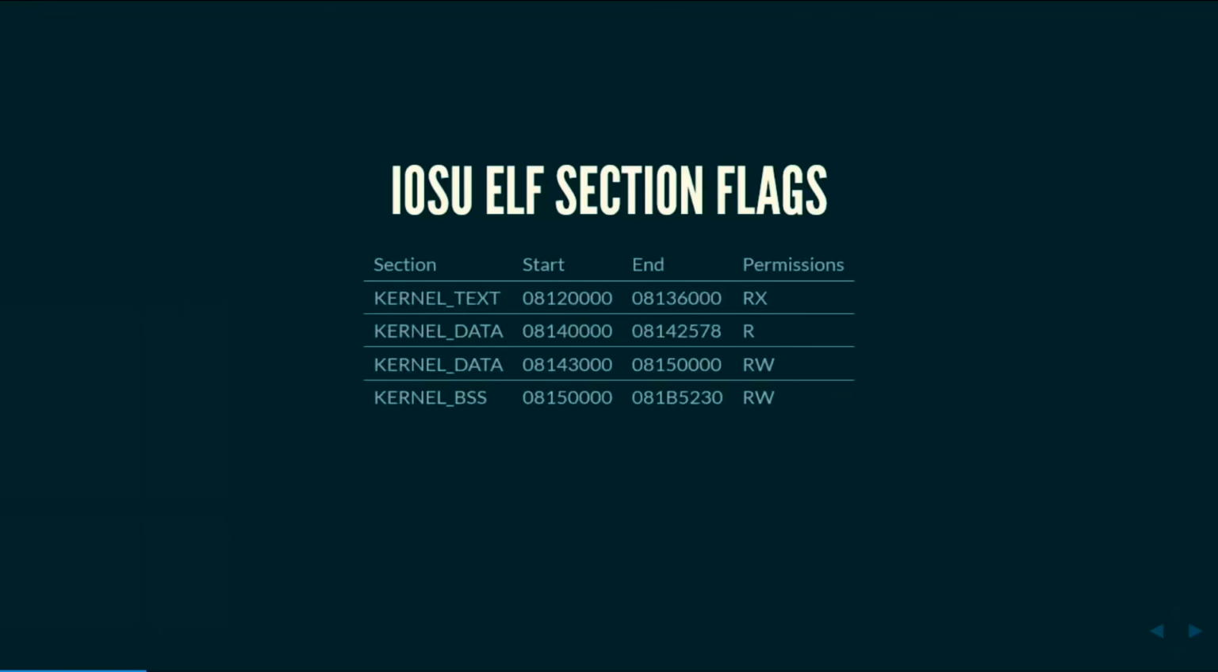So I told you about this hardware NX, right? So IOSU should be enforcing that no executable memory is writable. And if you look at the kernel section flags, we actually see that kernel text is read execute and kernel data is read write. But these permissions are all lies, okay?